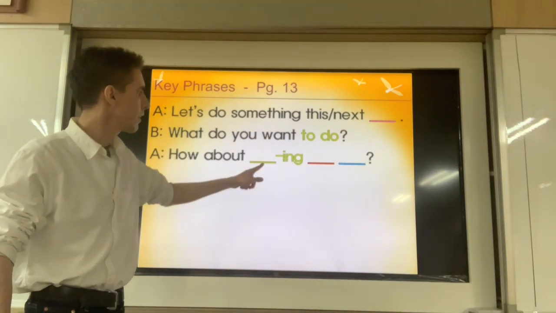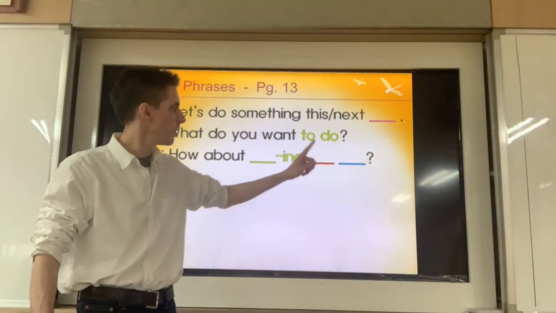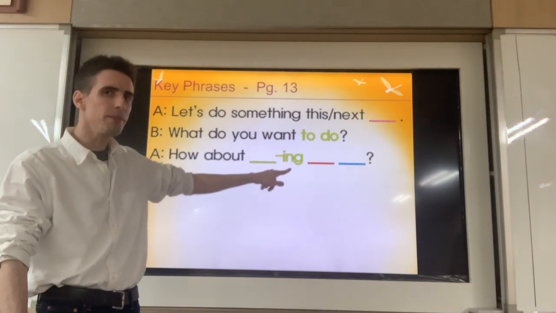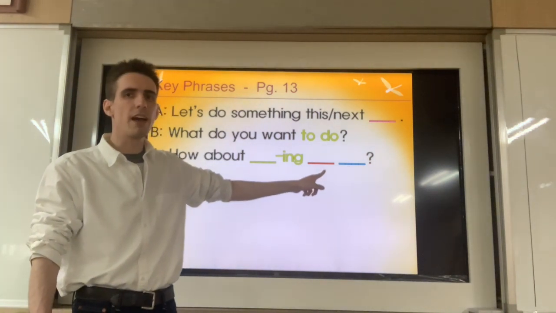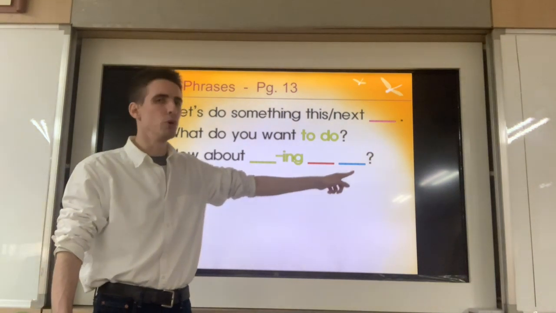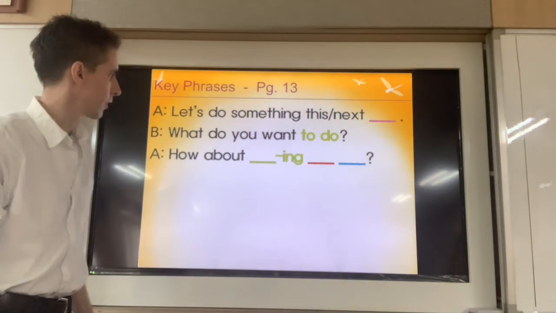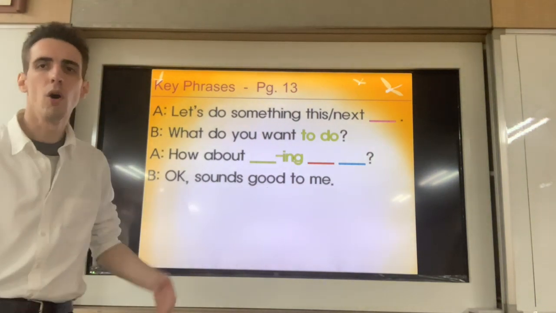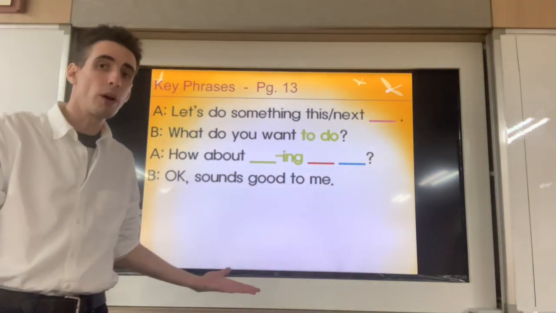How about blank, ing, blank, blank? Green is verb, ing. Red is preposition. Blue is noun. Okay? And then simple, finish the sentence. Okay, sounds good to me.